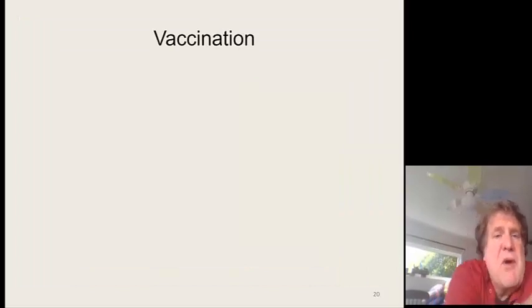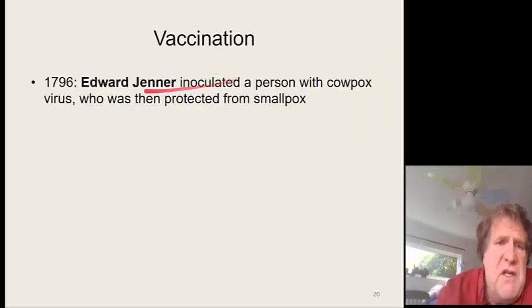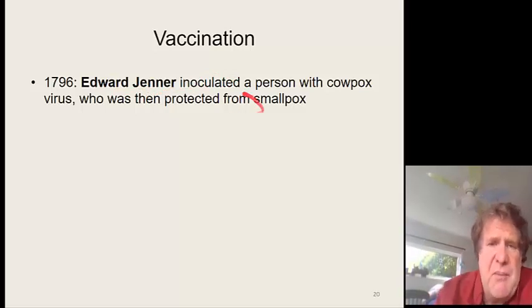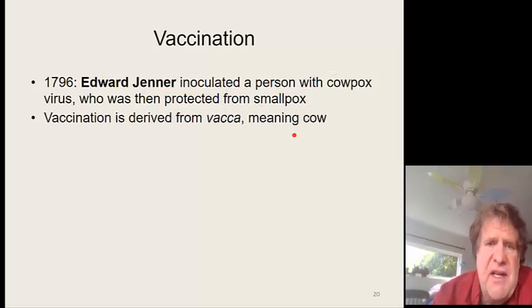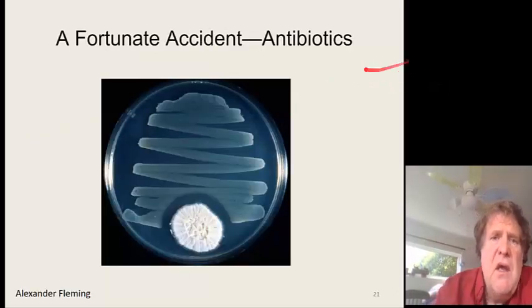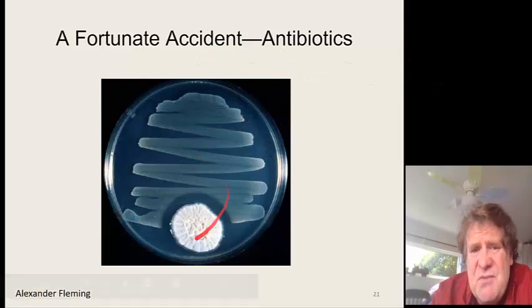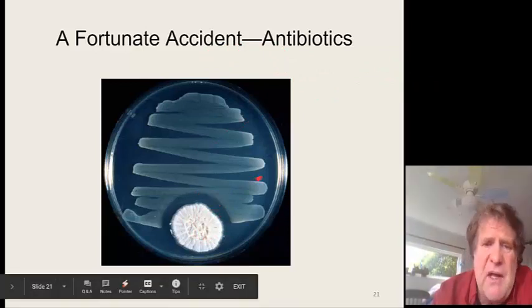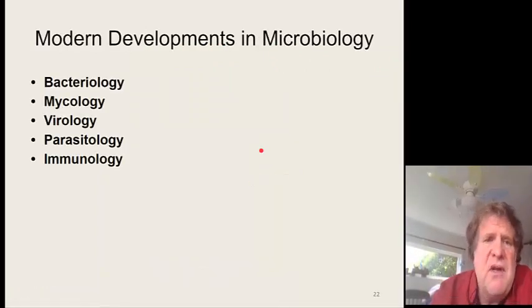Vaccination: Edward Jenner was working on a number of people, but he inoculated a person with cowpox virus who was then protected from smallpox. This is vaccination, from vacca, meaning cow, and this protection is called immunity. Then there are fortunate accidents, like antibiotics, where here's a mold that produces antibiotics that stop bacteria from growing.